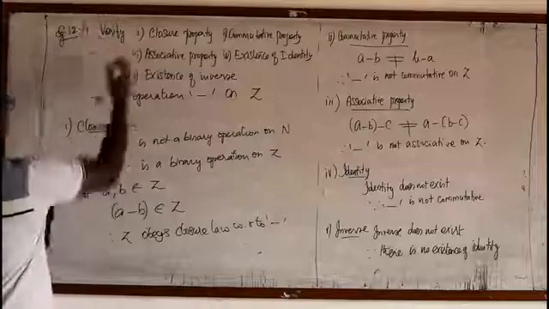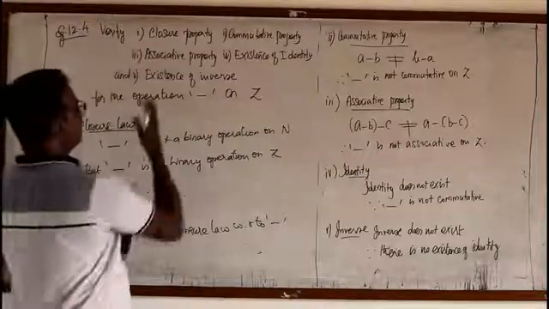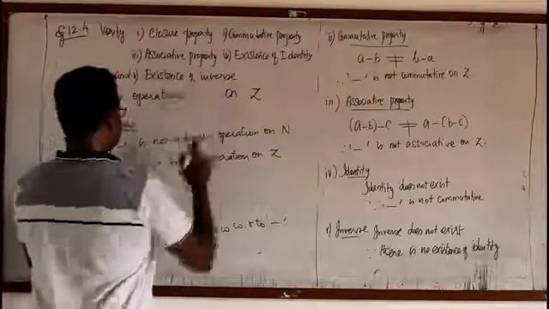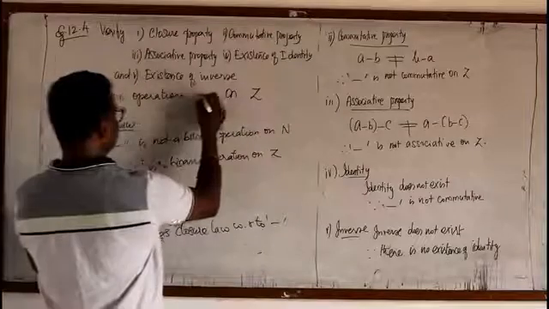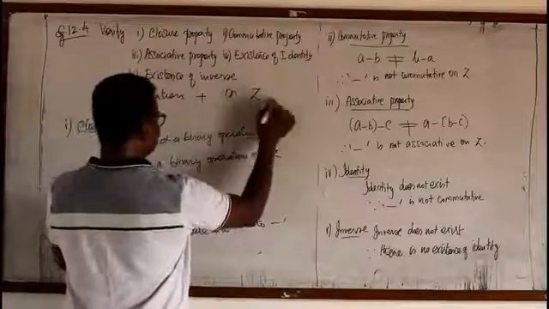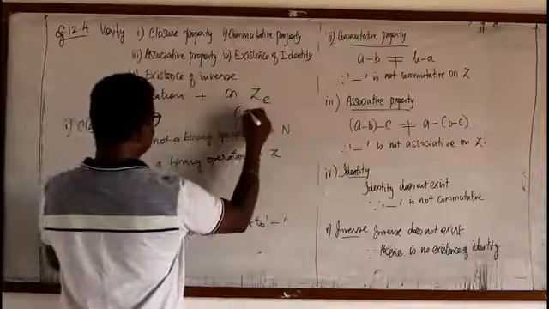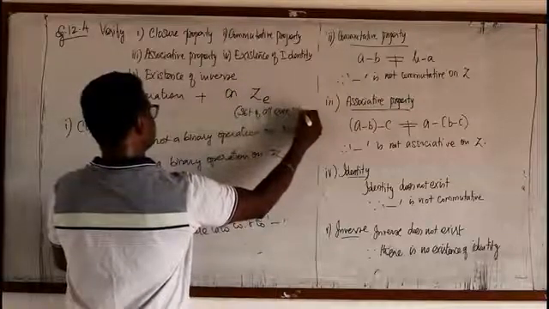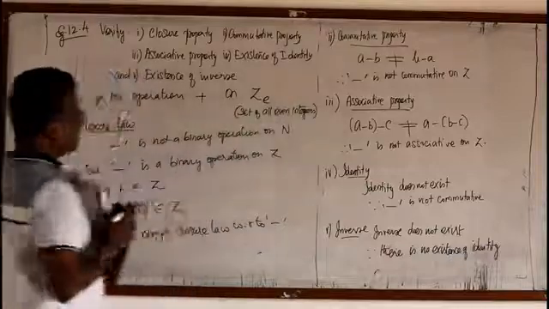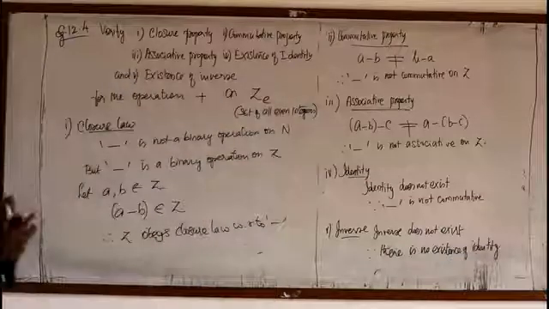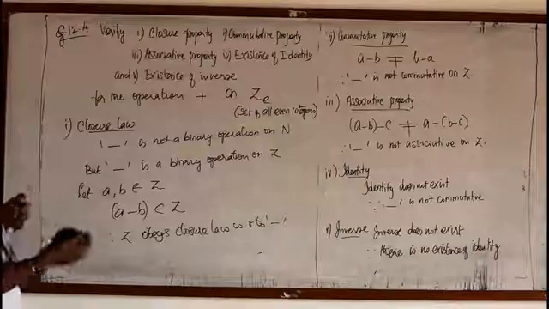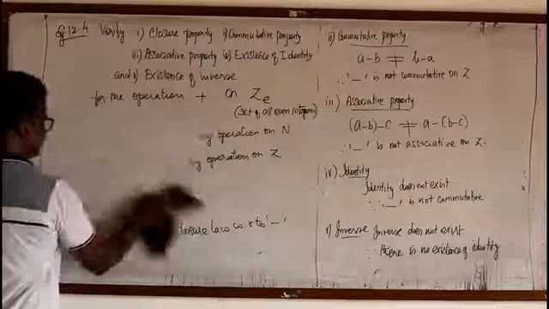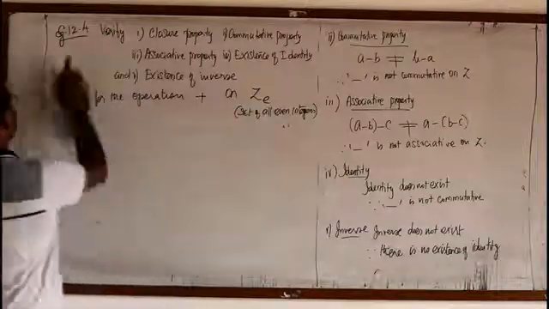The same question. Verify closure property, commutative property, associative property, existence of identity and existence of inverse for the same operation plus on ZE, the set of all even integers. I am going to take integers only with even numbers, and we are going to check whether addition is a binary operation and whether it is obeying all these properties or not. That is our example 12.4.